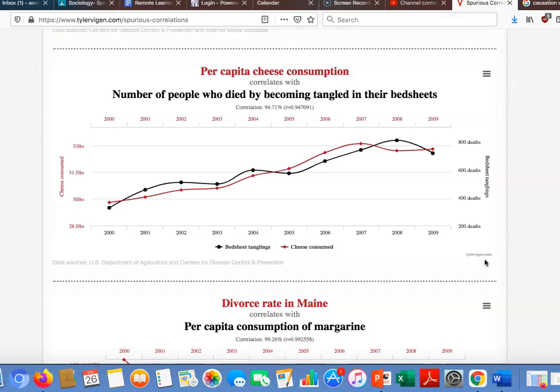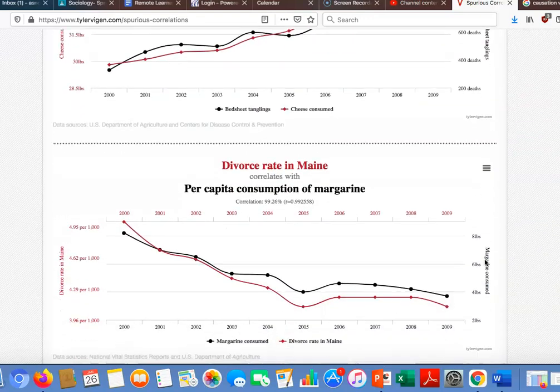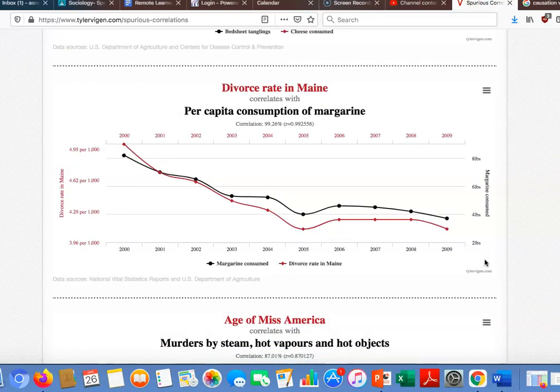I'm really confused by this, and I'm actually really worried for these people. I'm also kind of confused that it happens at all. Here's a great one, I love this one. Look at these two different factors here. We've got the amount of margarine consumed, which is in black, and then the divorce rate in Maine, which is in red. When you look at the data points, they look so similar.